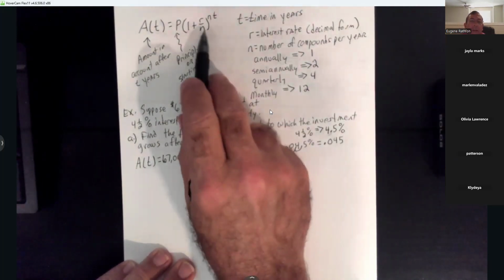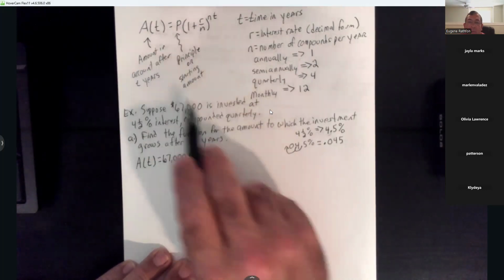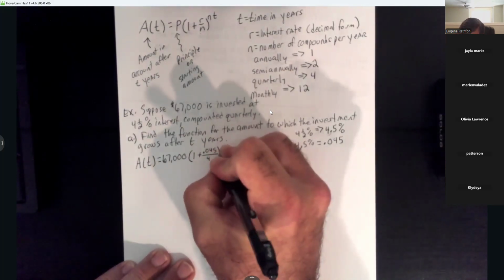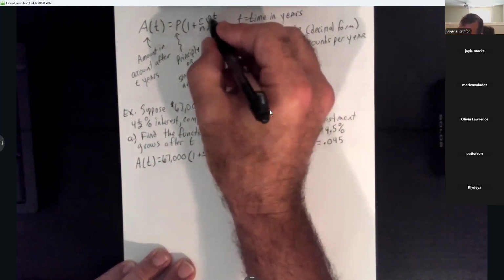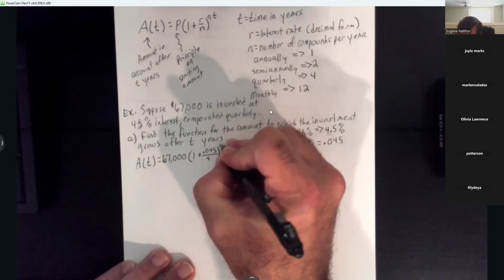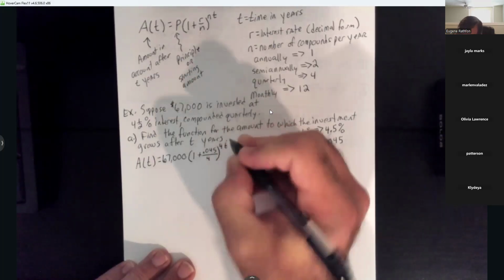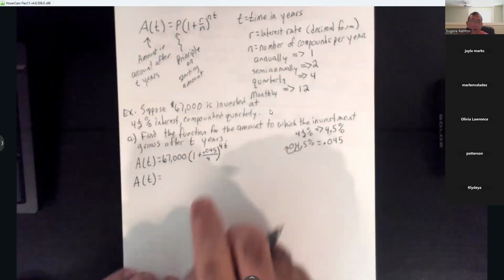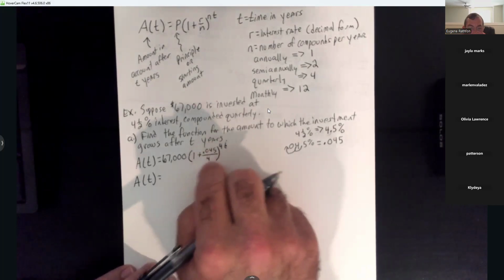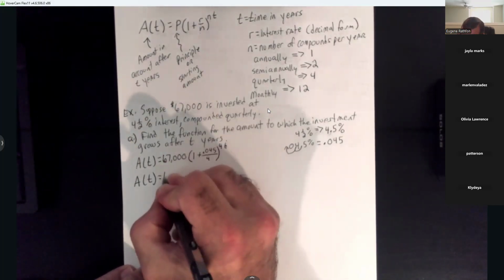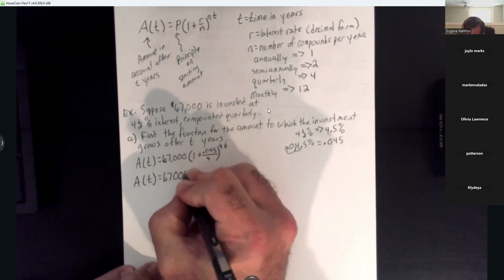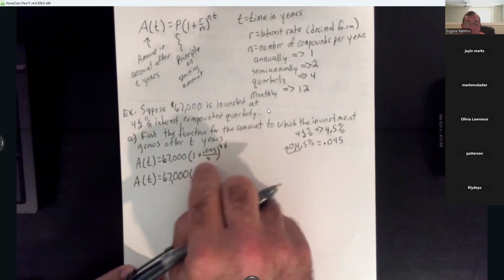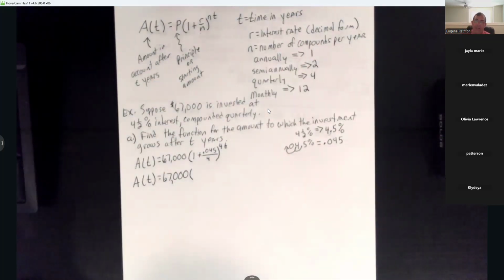Compounded quarterly, that's what n is, my compounds. Well, we said quarterly was 4 times. So we're going to divide by 4. And then the exponent was n times t, which will be 4 times t. Now, y'all, the only thing MathLab makes us do for this, they want it simplified. And the only way to simplify it is to work this part inside the parentheses.